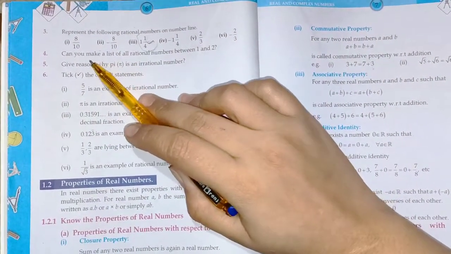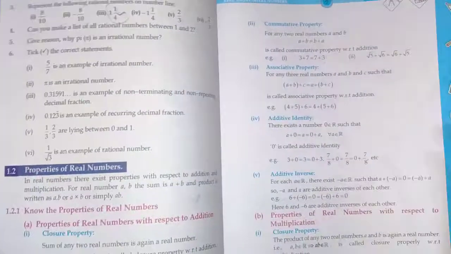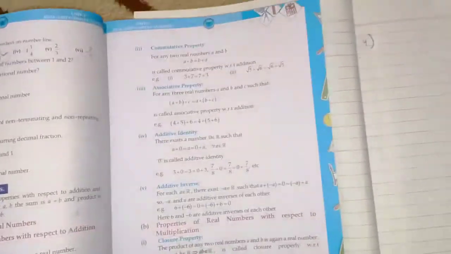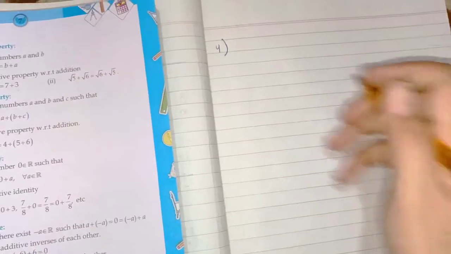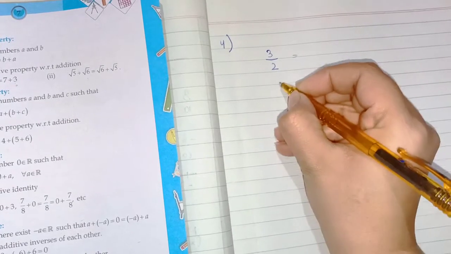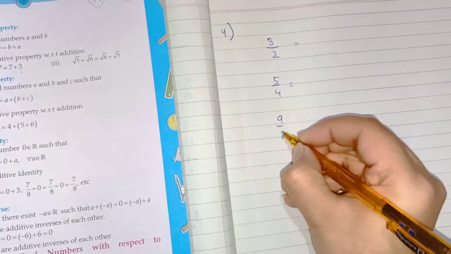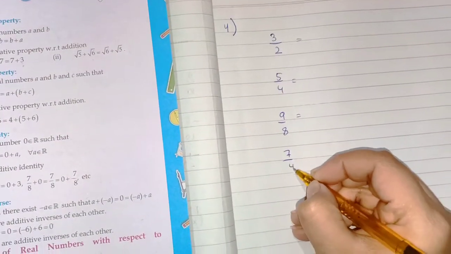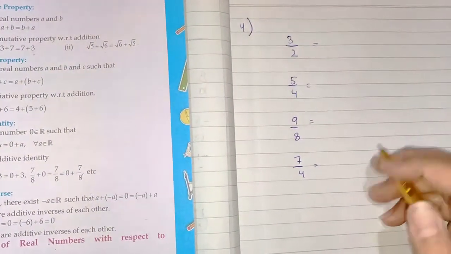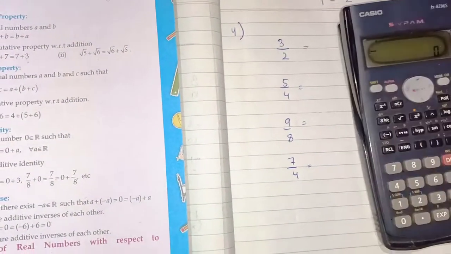Question number 4 is, can you make a list of all rational numbers between 1 and 2? So here I have written the numbers which are given on the back side of the answer. The numbers are 3 upon 2, 5 upon 4, 9 upon 8, and 7 upon 4. We can write any other numbers as well, but the numbers will remain in between 1 and 2. So let's check that these numbers remain between 1 and 2 or not.